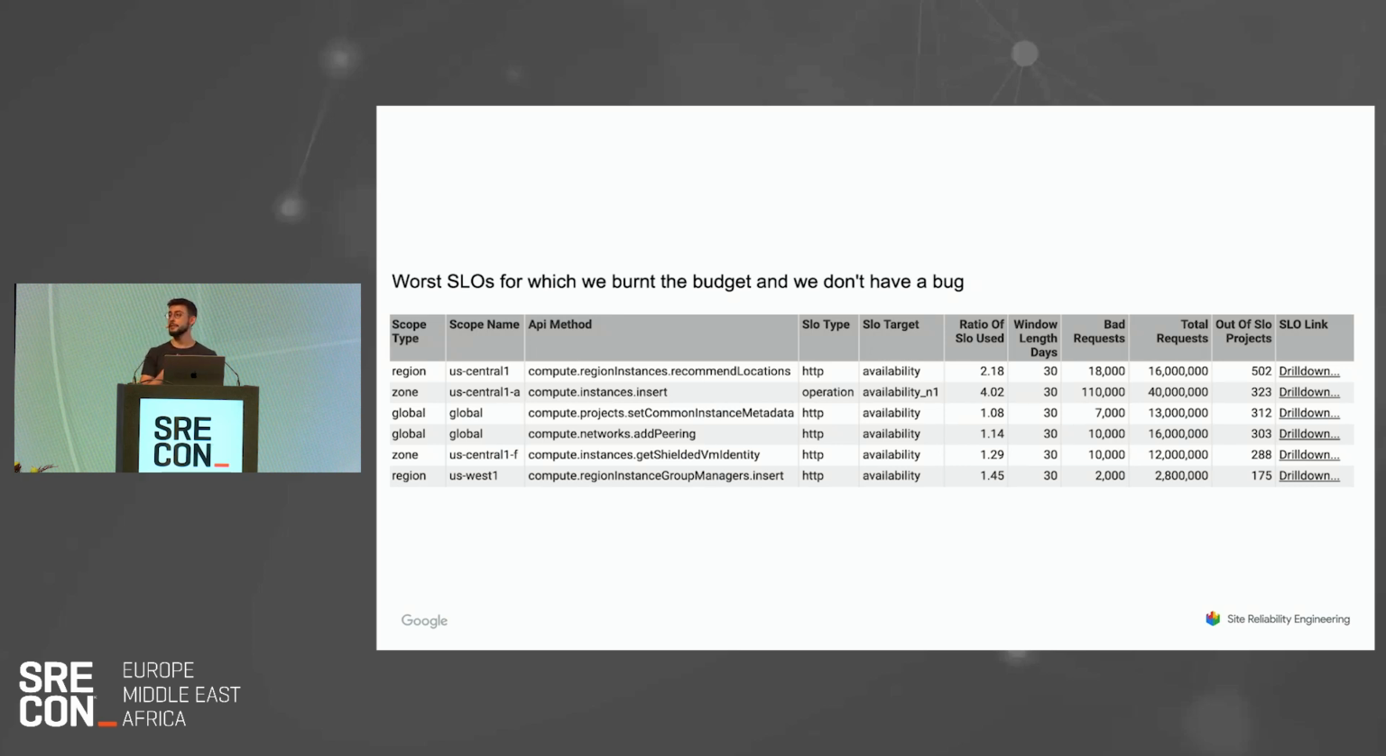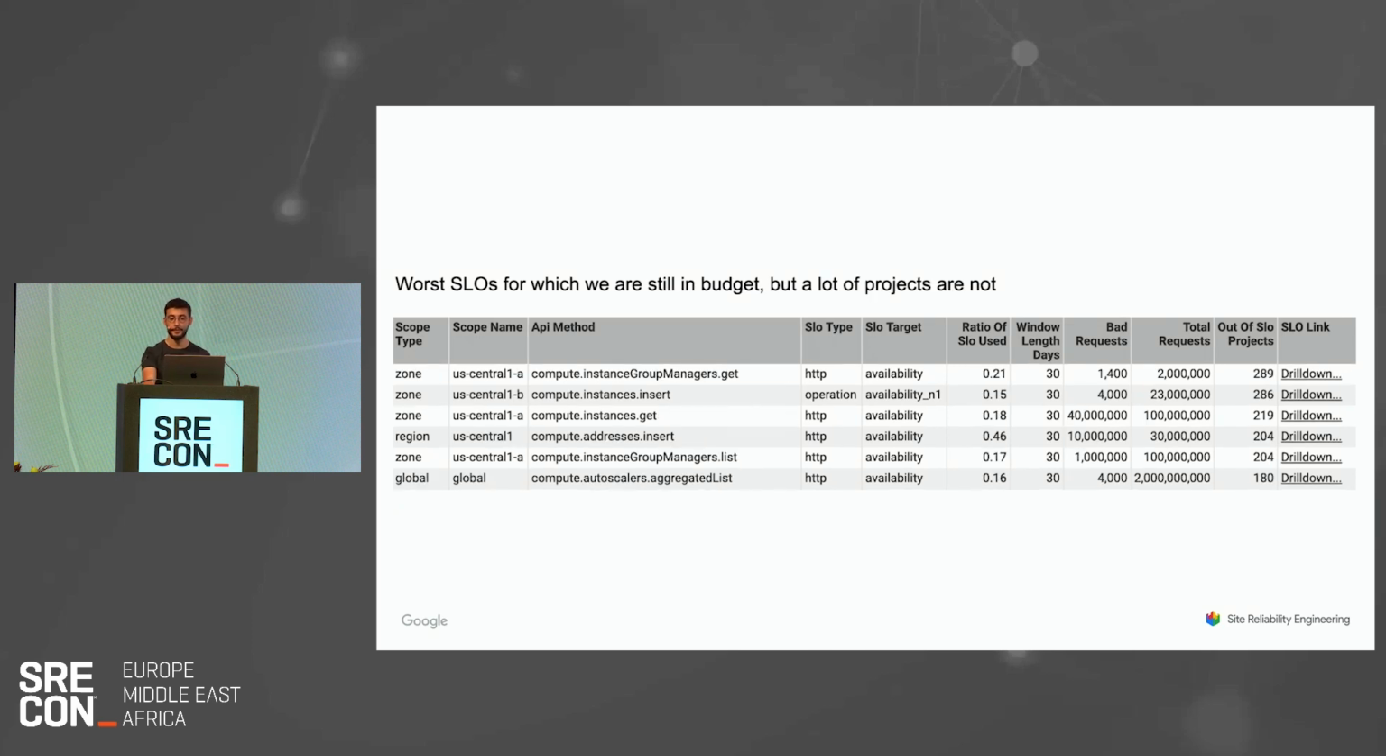You can also observe that the next entry, the instances insert, has consumed 4 times the budget, with a significant amount of extra bad requests. However, it affects fewer projects. Maybe it's inserts only for special GPUs that only a few typical users use. Focusing on the first API method and fixing that would yield better results for more customers.